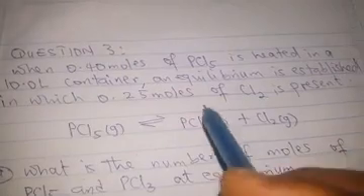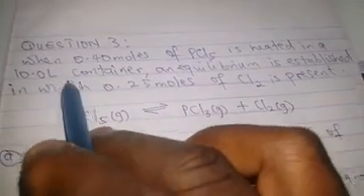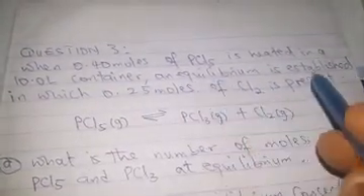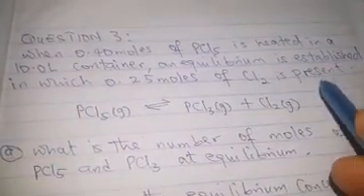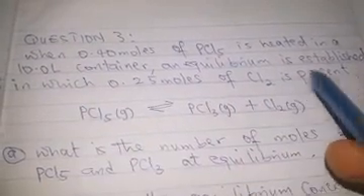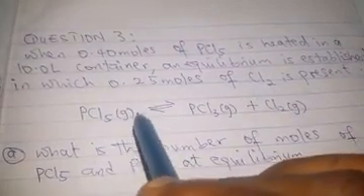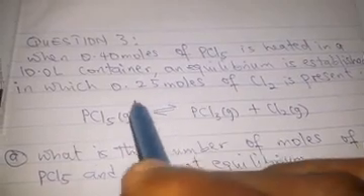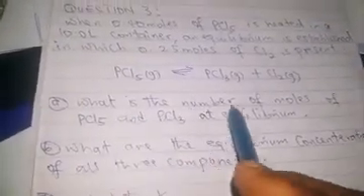Okay, now question number 3. When 0.40 moles of PCl5 is heated in a 10.0 liter container, an equilibrium is established in which 0.25 moles of chlorine is present. In this case, they gave us the equilibrium amount for chlorine, which is 0.25 moles. And what are we asked to find? What is the number of moles of PCl5 and PCl3 at equilibrium?